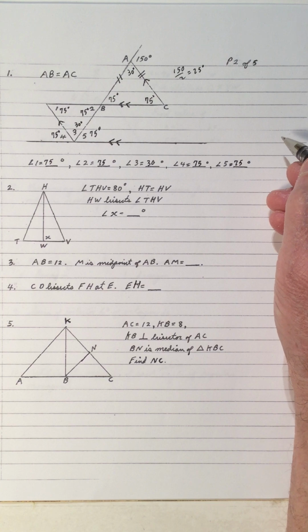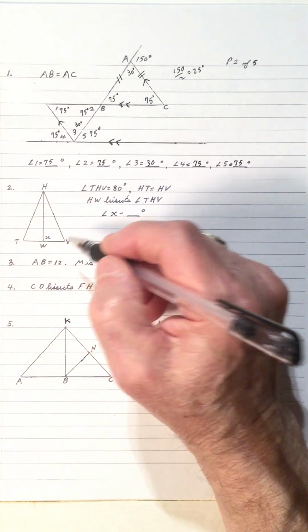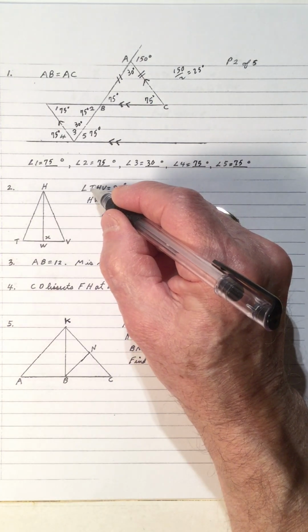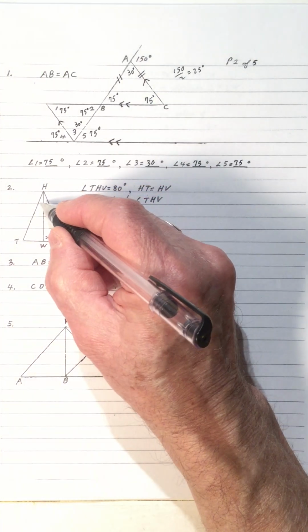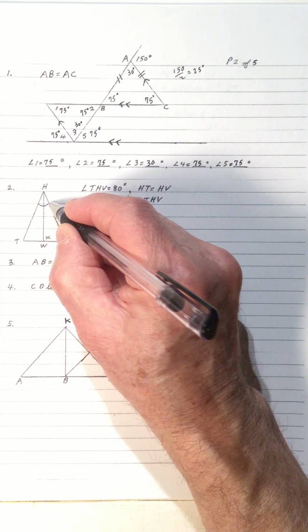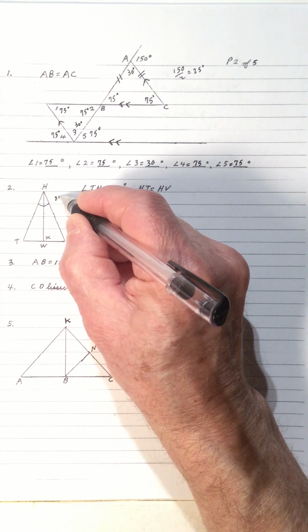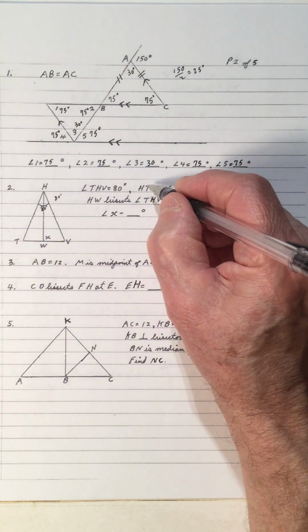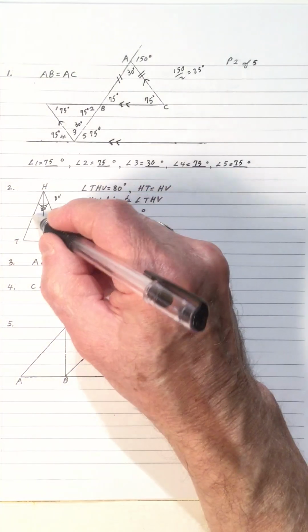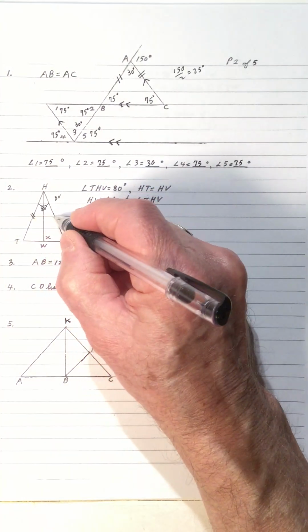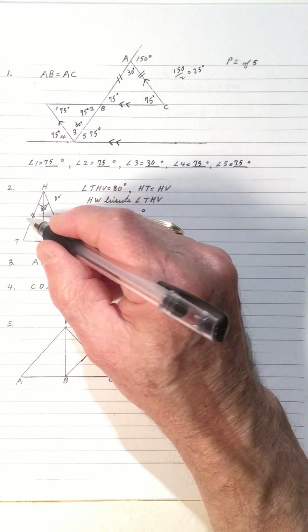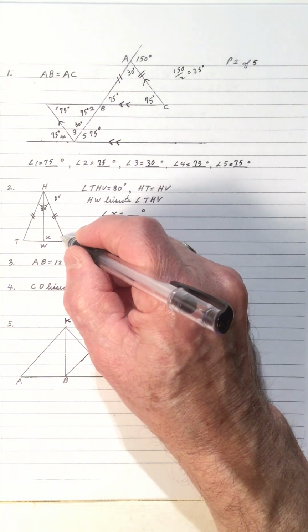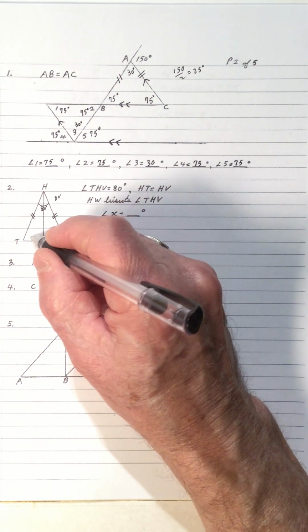Okay, let's look at number 2. We have a triangle HTV, and it says that angle THV is 80. THV, this angle right here, is 80 degrees. I put it right there. And it says that HT is equal to HV. Again, two sides of a triangle equal, so two angles are equal. That means angle V is equal to angle T.